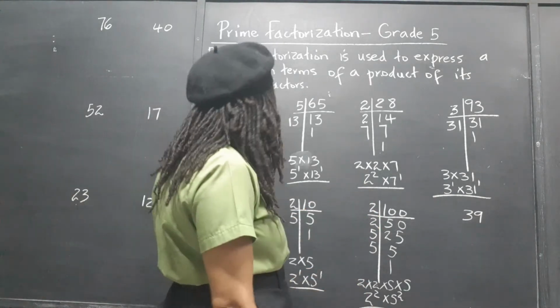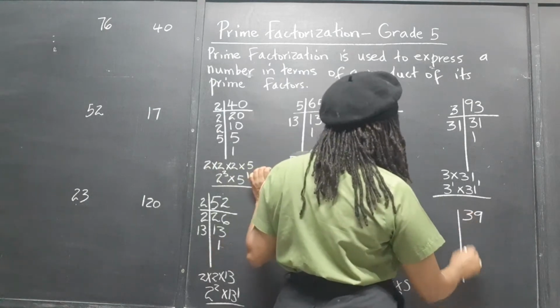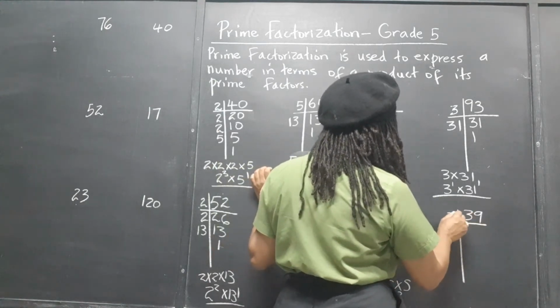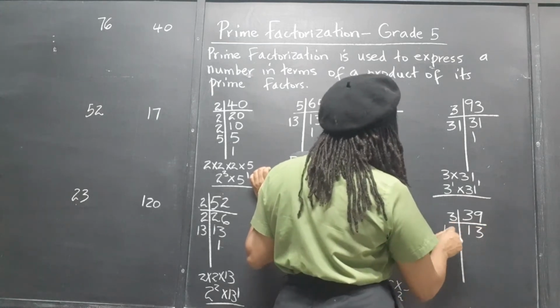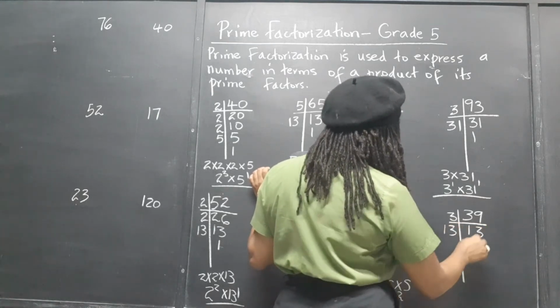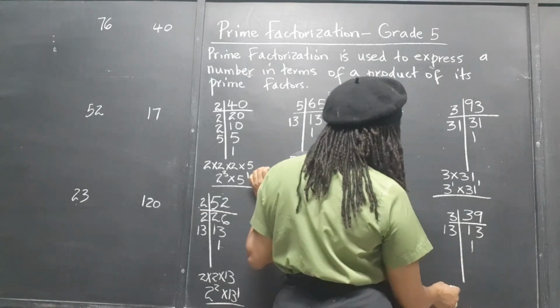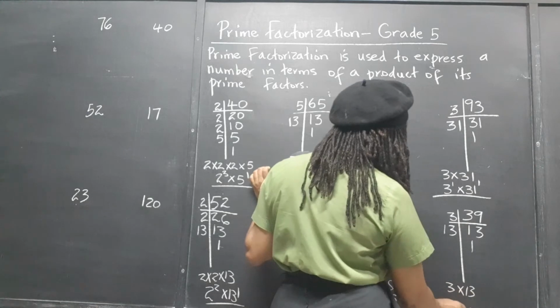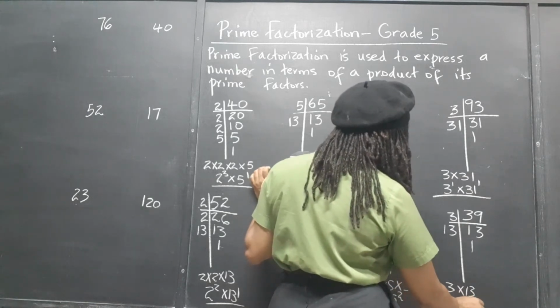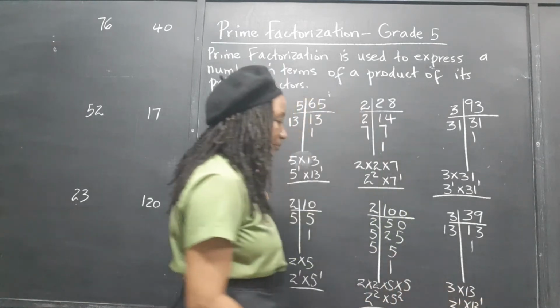Let's try 39. 2 can't go into 39. 3 can go 13 times. 13 is a prime number, so only it can go into itself once, and 1 can go into it. So we have 3 times 13, or 3 to the first power times 13 to the first power.